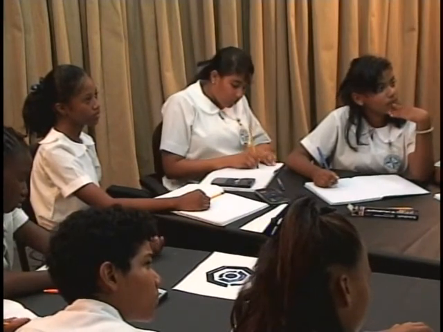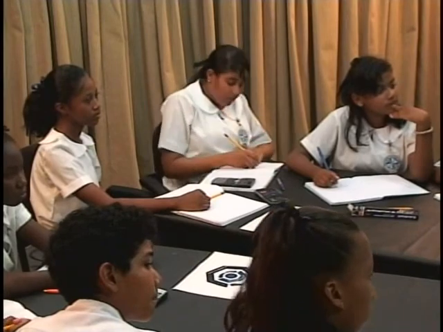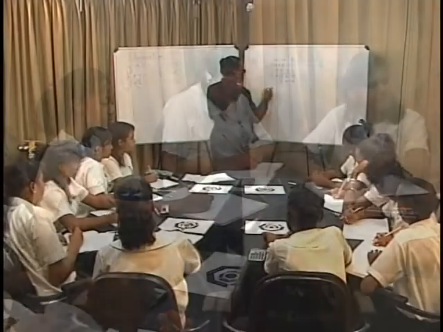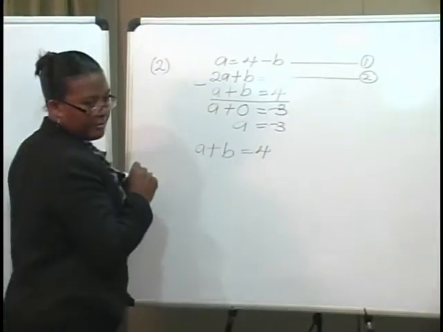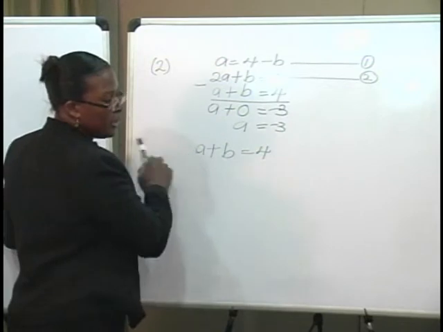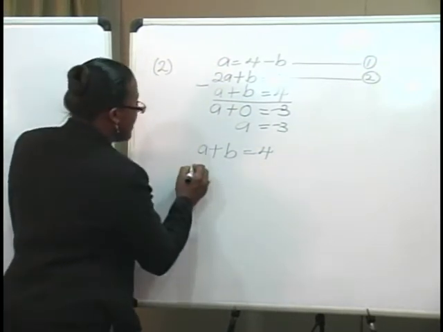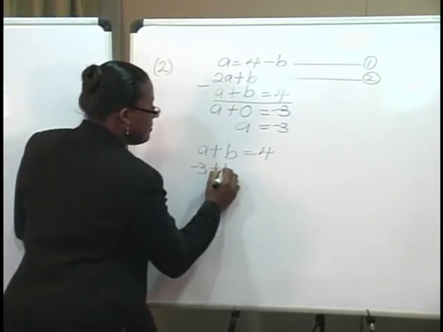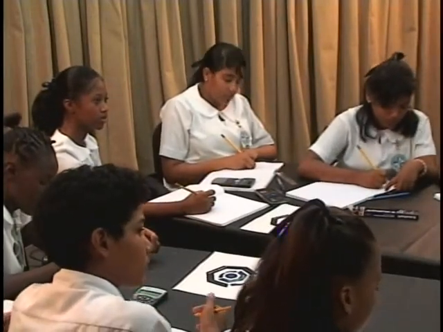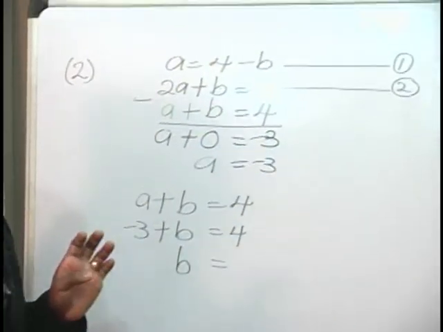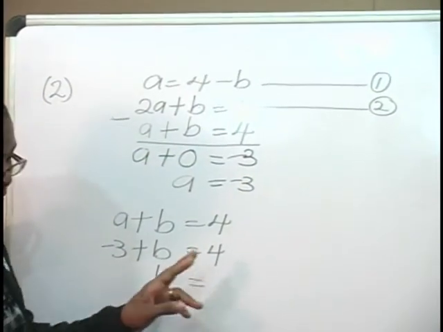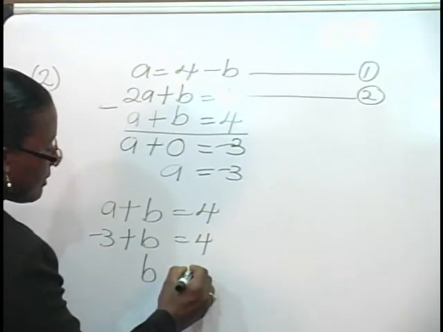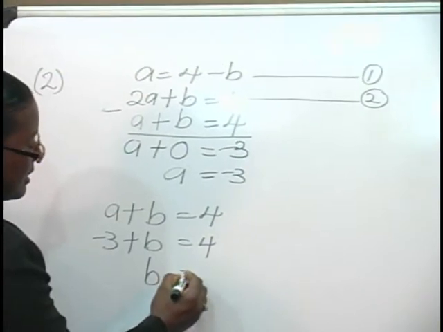Your choice. Equation 1. Equation 1, we're using this one, says when we take A and add B, the outcome is 4. Instead of A, what are we going to put? Negative 3. Added to B equals 4. B is equal to, tell me what I should write now. What is B equal to? What should I write across here? B is equal to? How did you get 7?